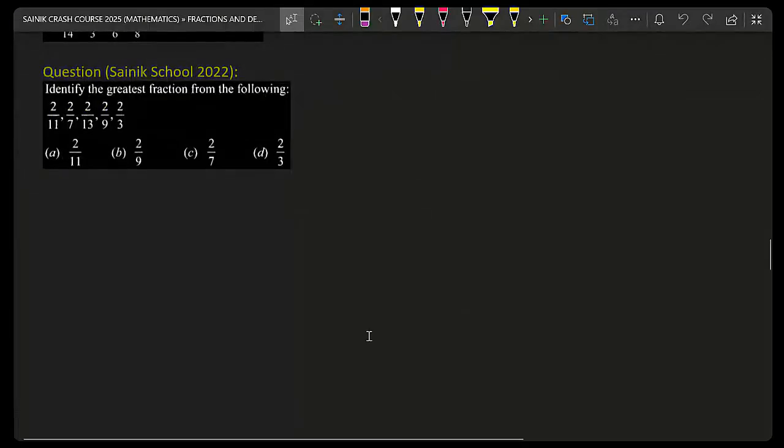Students, yesterday we discussed how to compare the fractions. So we discussed comparison of two fractions, and if more than two fractions are given, how can we arrange them in ascending and descending order using different methods. So next question, this is from the 2022 Sainik school exam. Identify the greatest fraction from the following: 2 by 11, 2 by 7, 2 by 13, 2 by 9 and 2 by 3. If you want to give the answer, you can raise a hand now.